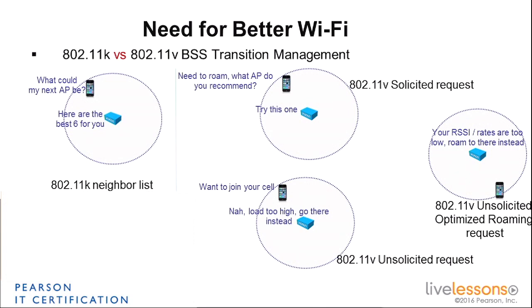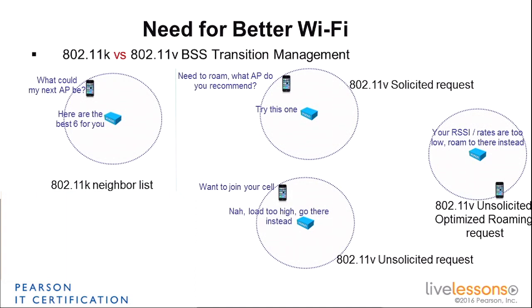Also in 11v, there is the possibility where your access point can tell the client at the edge of the cell, your data rate is too low, you are away from me, you should not stay there, you should jump, and this is the access point you can go to. So you can push the client to another access point. That's called the unsolicited optimized roaming request. Those features are implemented on Cisco controllers, by the way.